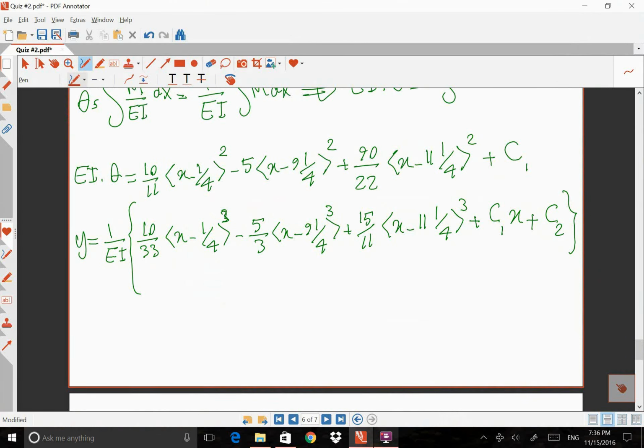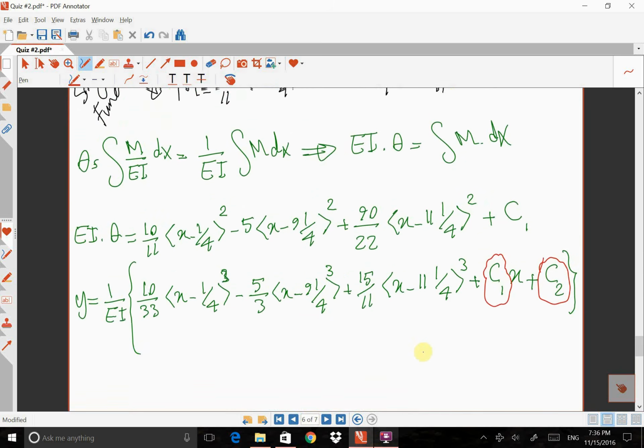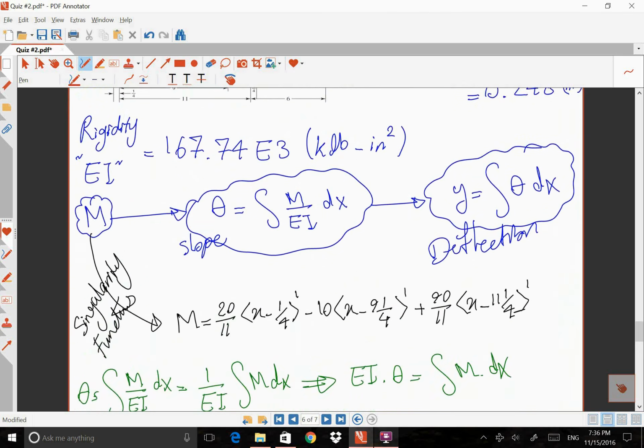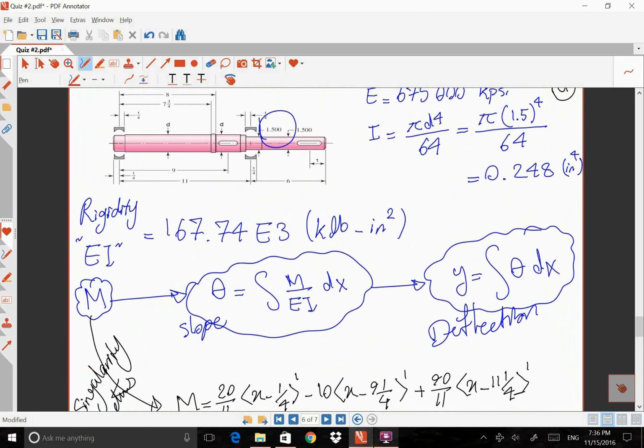But in this equation here, we have two unknown terms, C1 and C2. These two unknowns can be found from the boundary conditions. The boundary conditions for this question are that the deflection at this point and this point will be 0.